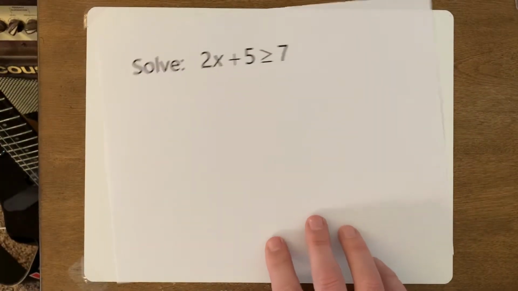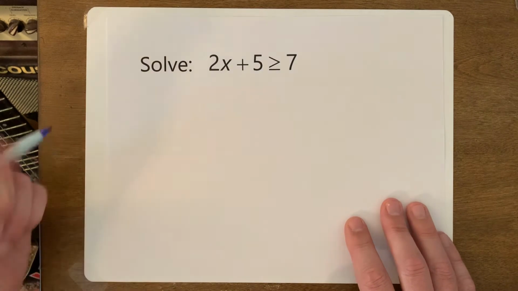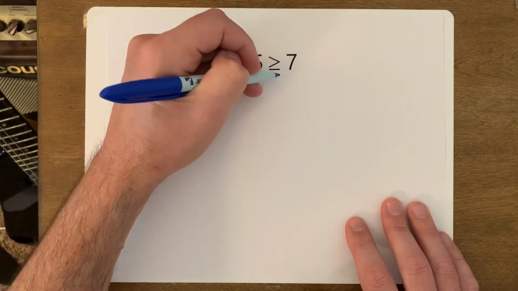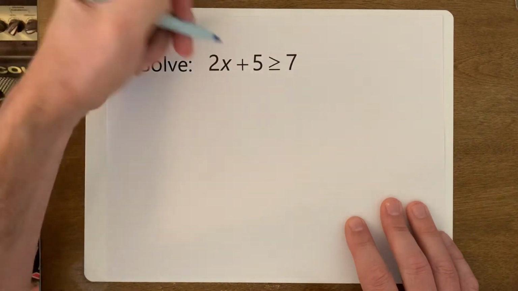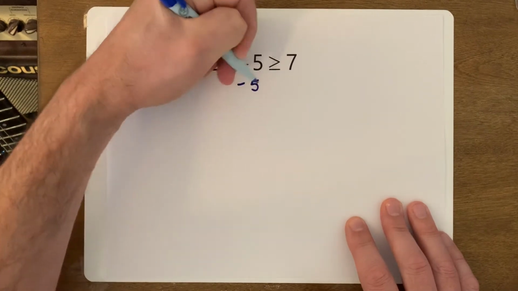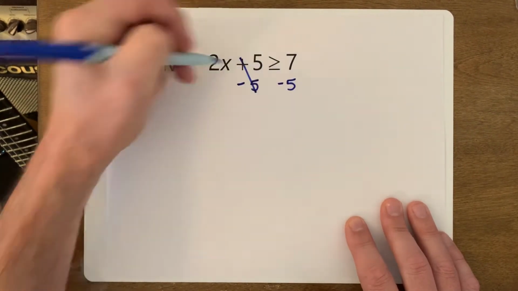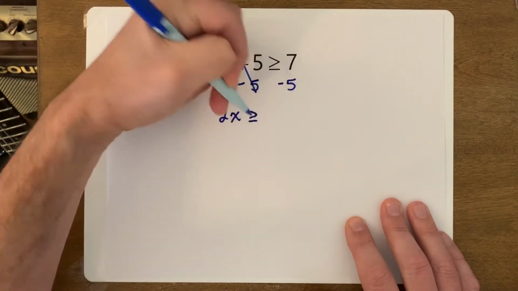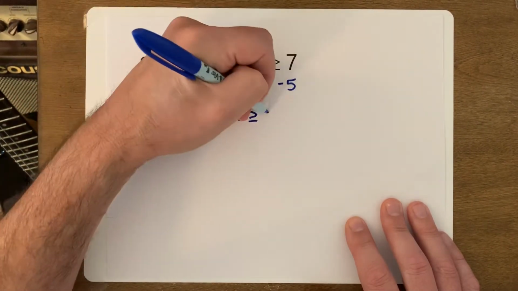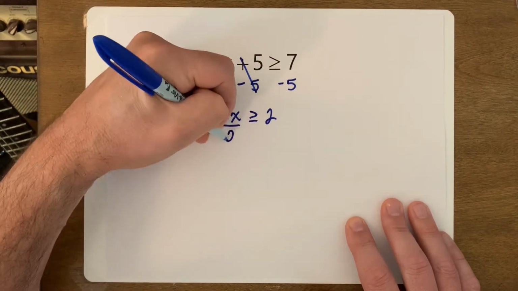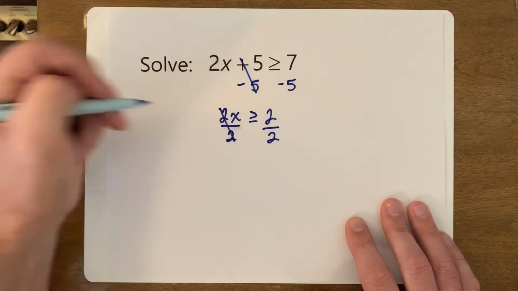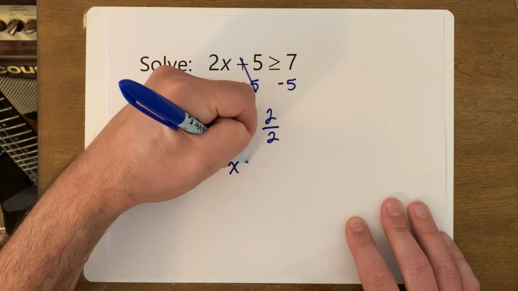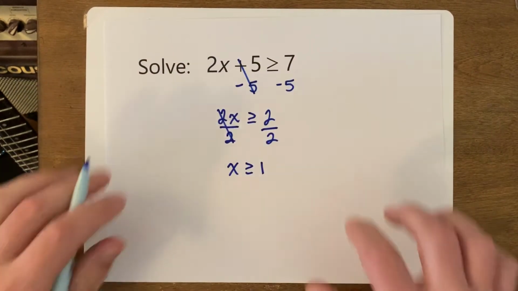All right, so here we have one, two-step. 2x plus 5 greater than or equal to 7. So we're going to solve it just like an equation. Take 5 away from both sides. Cancel those guys out. Bring down my 2x. Still the same symbol. 7 take away 5 is 2. Divide both sides by 2. And we get x greater than or equal to 1.